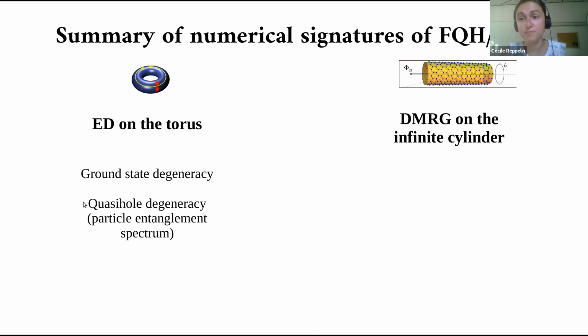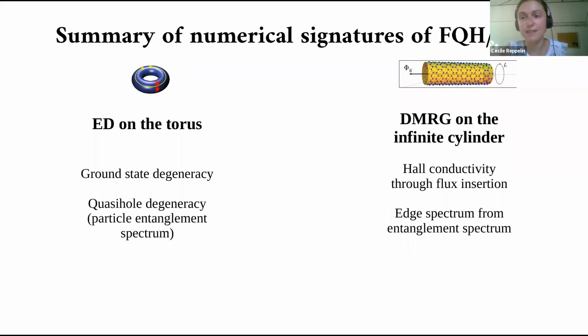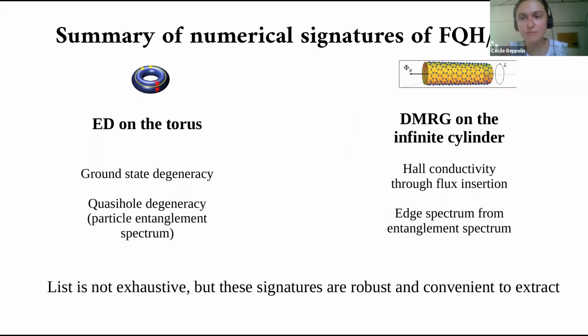I've also talked about finding the quasi-hole degeneracy through the particle entanglement spectrum, and that will help you distinguish whether you have a true topological order or just a symmetry breaking phase. Then on the cylinder geometry, especially using DMRG, you could find out the Hall conductivity, especially through flux insertion. I haven't talked about that, but that's a quite practical method that's very often used. And as well, I ended the lecture by talking about how to extract the edge spectrum from the entanglement spectrum. As I said, it's not exclusive, but these are signatures that the community finds to be very robust and typically very convenient to extract.